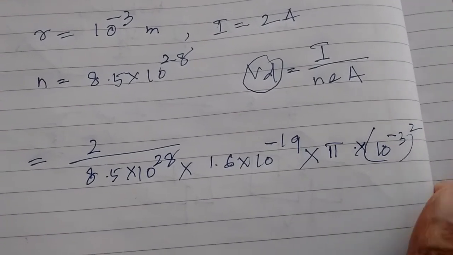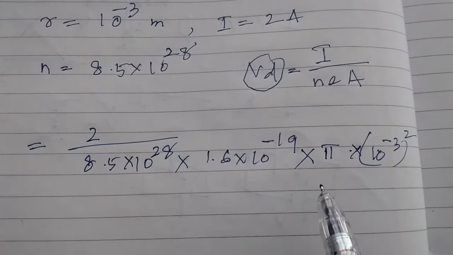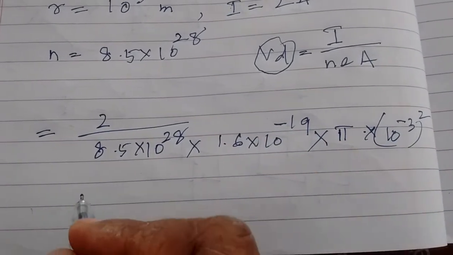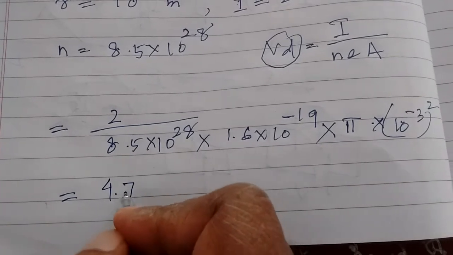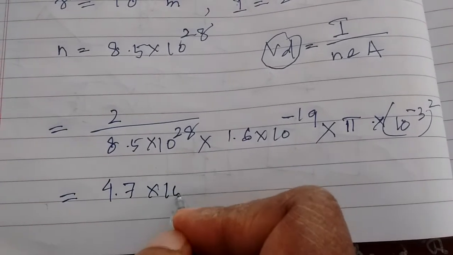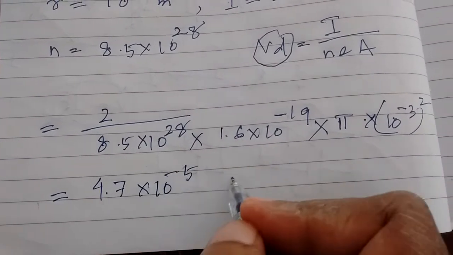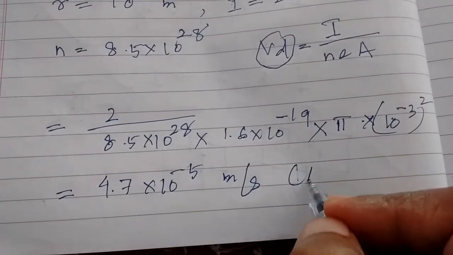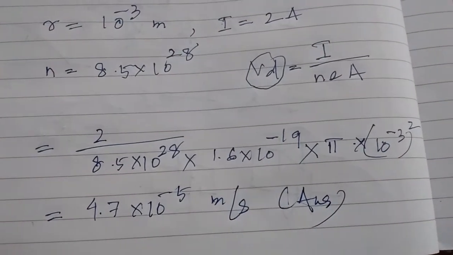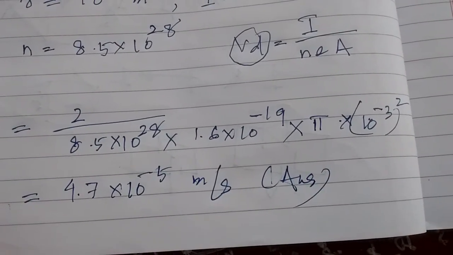Okay. Now, if you calculate this value, it will be something around 4.7 into 10 to the power minus 5 meter per second. This is the answer for this question.